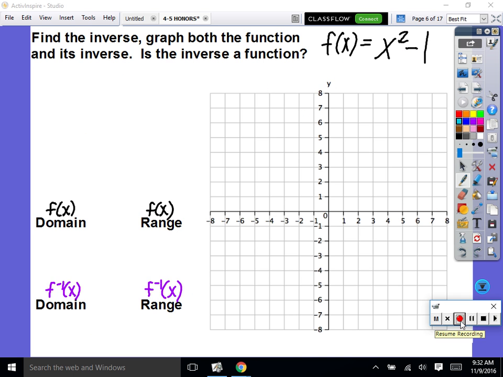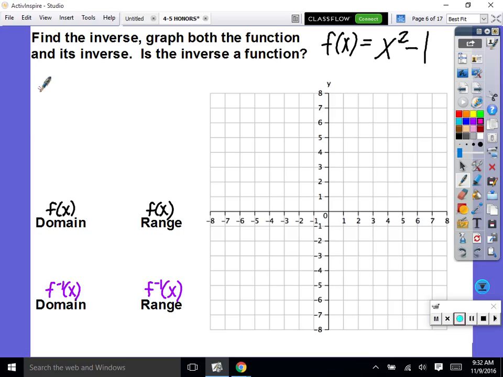So I want us to go ahead and find the inverse algebraically. I want us to graph both and then we're going to look at the domain and range on each and see why it all makes sense so that you can then not have to graph all of them in the future. Okay, so let's do this one. So our original function is x squared minus 1. So let's find the inverse algebraically.